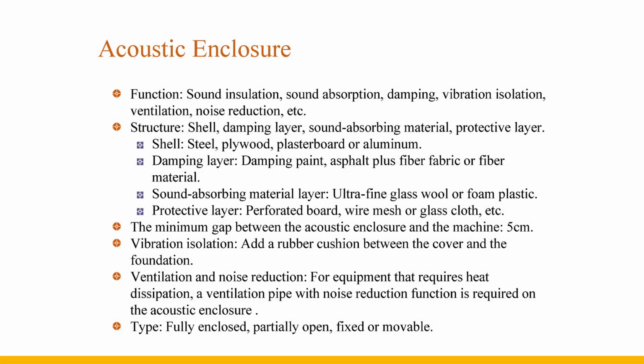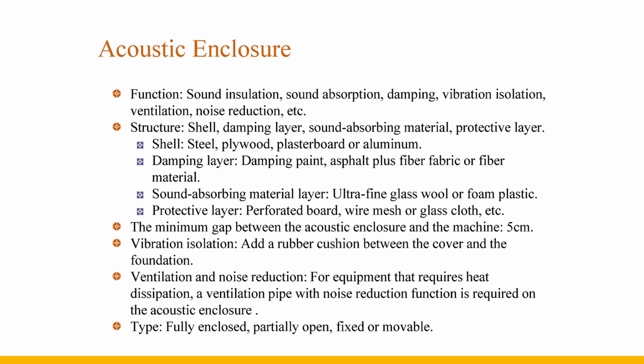Acoustic enclosures are used to isolate equipment noise. Functions include sound insulation, sound absorption, damping, vibration isolation, ventilation, noise reduction, etc. The structure includes a shell, a damping layer, a sound absorption material, and a protective layer. The shell can be made of steel, plywood, plasterboard, or aluminum.